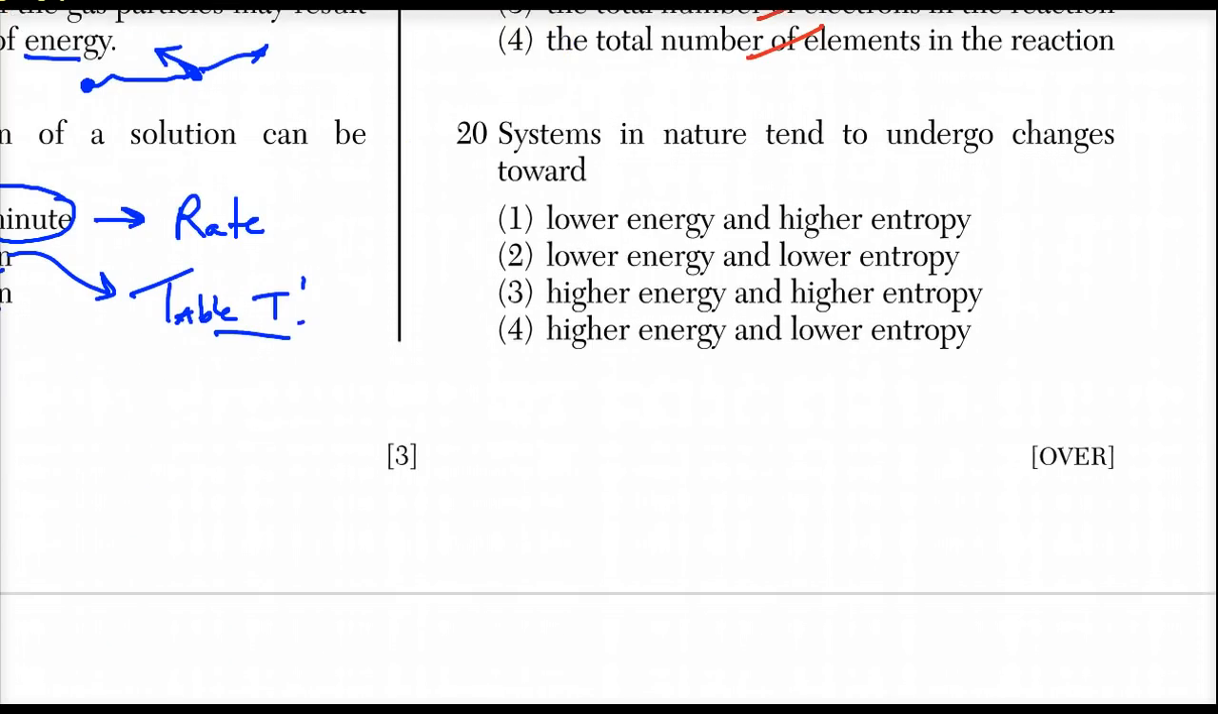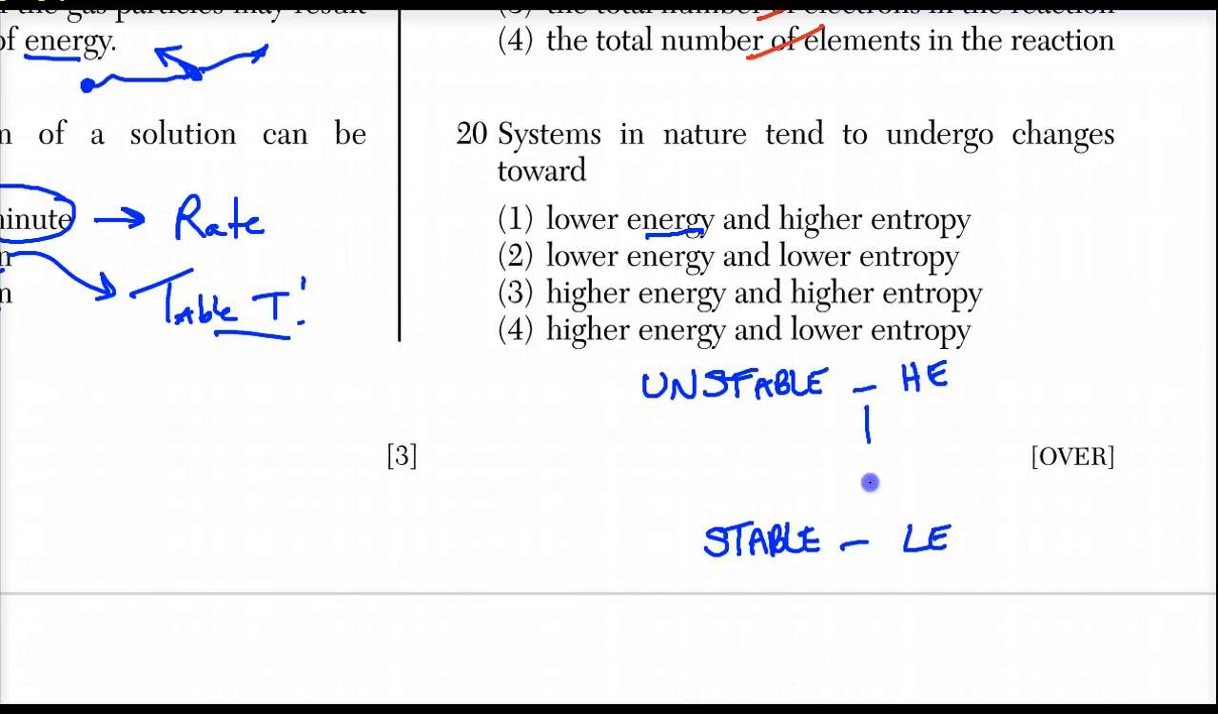Number 20. Systems in nature tend to change toward what? Well, first of all, energy. Things like to become stable. You should know that stable is low energy, right? Things in nature go from unstable, which is high energy. If you have high energy, you're going to do something, all right? And you're probably going to give it off to become stable. Things that can burn or decay or react tend to do so.